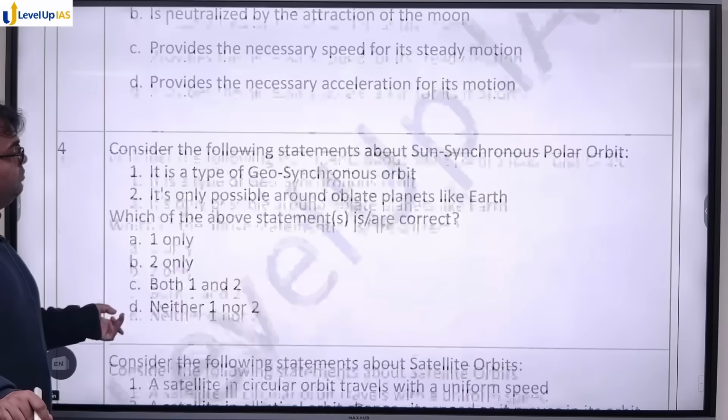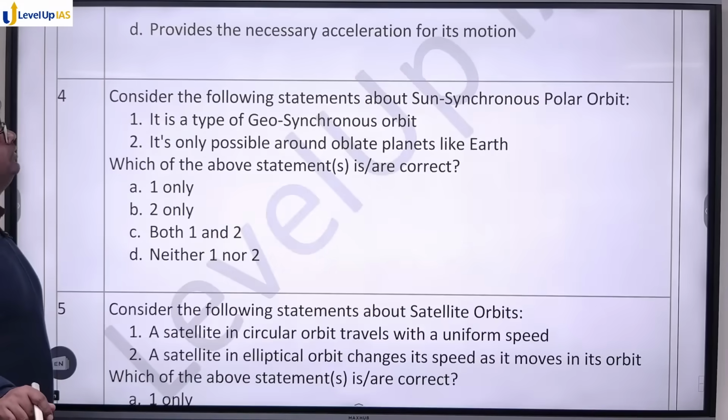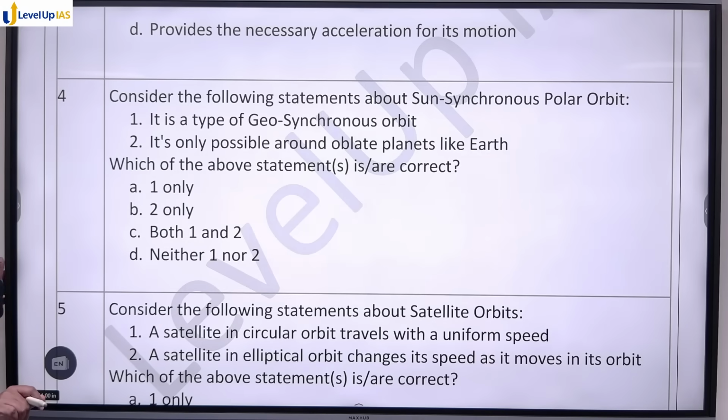Let's go to question number 4. Consider the following statements about sun synchronous polar orbit. Will you try this? B. It's a type of geosynchronous orbit. No, it is a low Earth orbit. It's only possible around oblate planets like Earth. Yes. B is correct. Fourth का B.